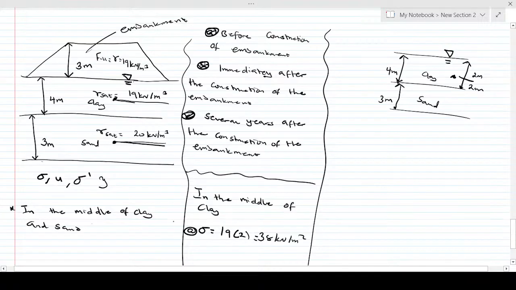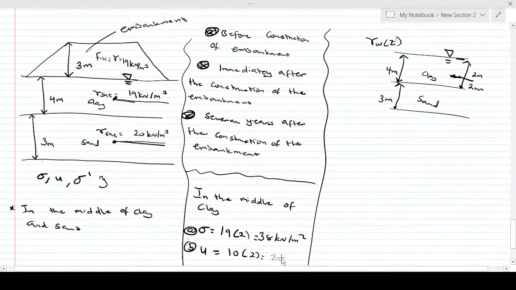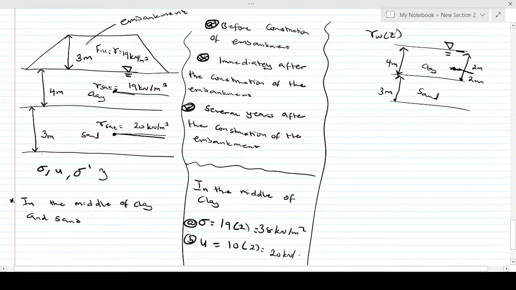Right. Now the next thing is to find the pore water pressure, again in the middle of the clay layer, under the same condition before the construction of the embankment. We know that the pore water pressure is simply the unit weight of water times a certain distance. So the pore water pressure is going to be the unit weight, which we are considering as 10, times the distance from this side to this side, again 2 meters. And that's going to give us 20 kilonewton per meter square.